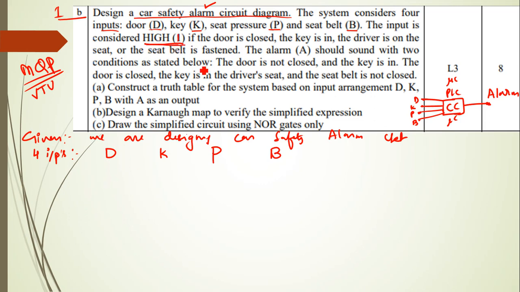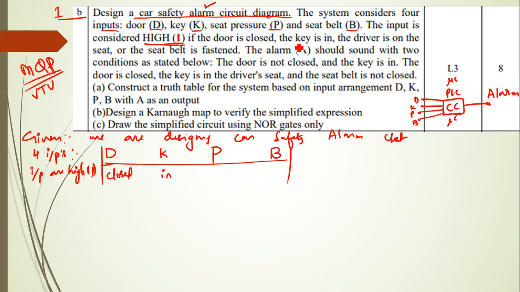Let us put for what conditions they are saying it is 1. Okay. Inputs are high or 1 for what conditions? Let us see it. Okay. First condition, if the door is closed. See, if the door is closed, the input is high. Keep it in mind. Okay. And the key is in.